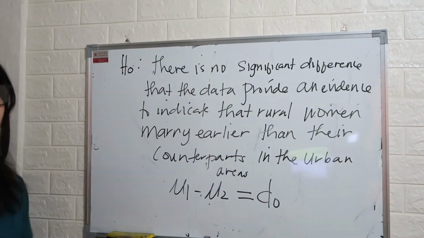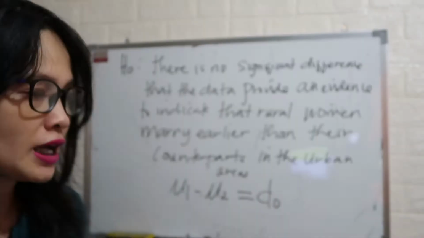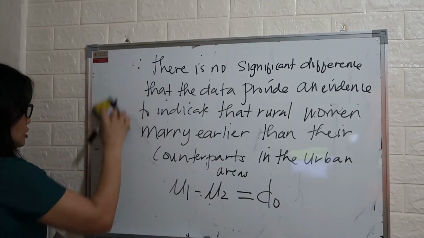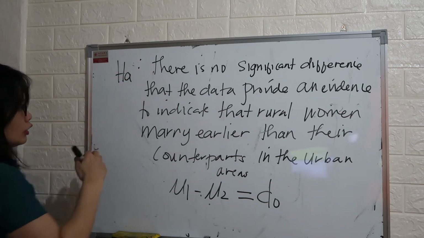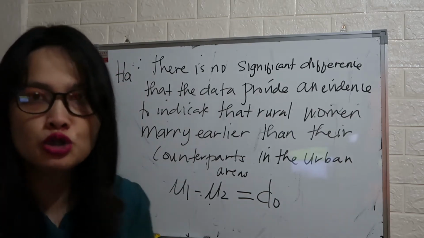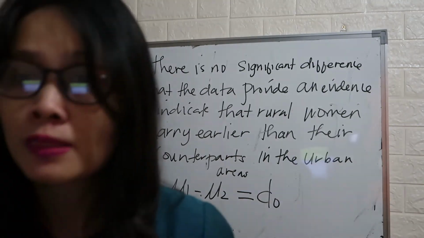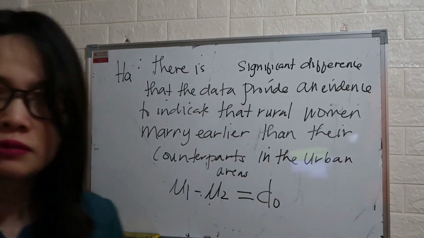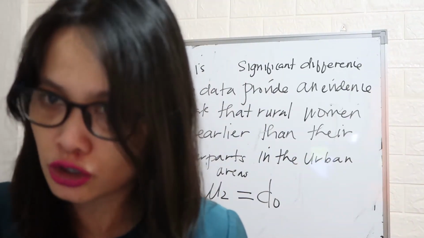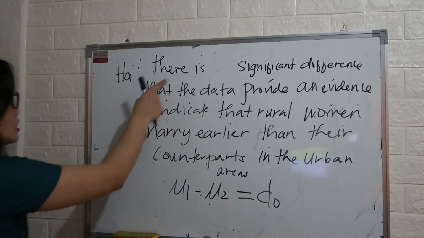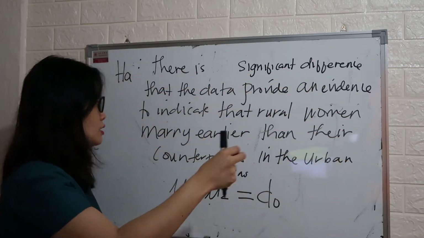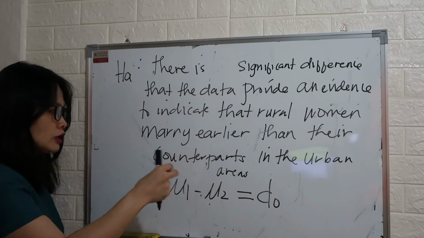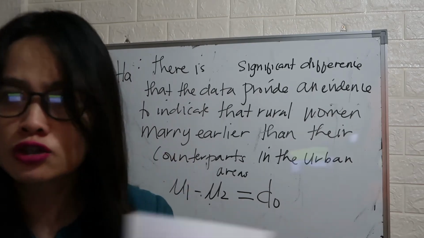Next, what about your alternative hypothesis? In your null hypothesis we use there is no significant difference. For the alternative hypothesis, you need to claim that there is a significant difference. That is your claim as a researcher: there is a significant difference that the data provide as evidence to indicate that the rural women marry earlier than their counterparts in the urban areas.